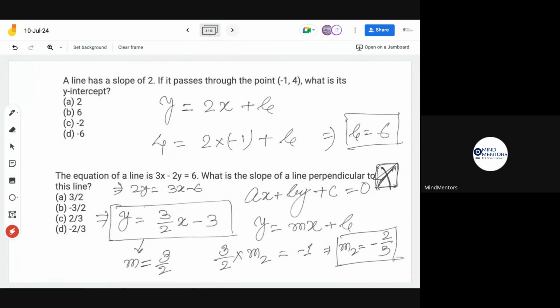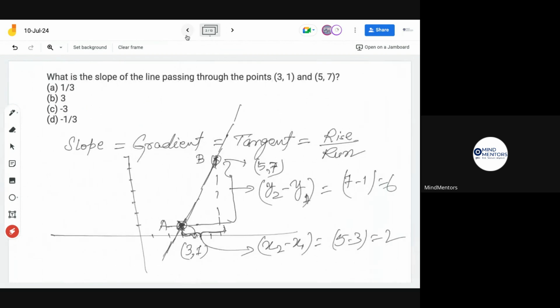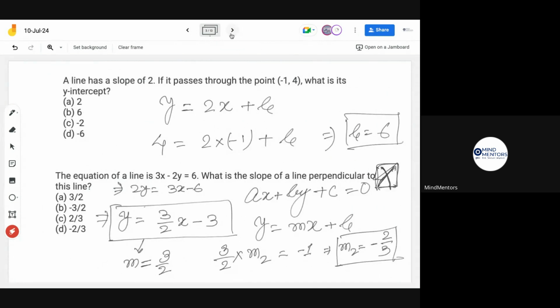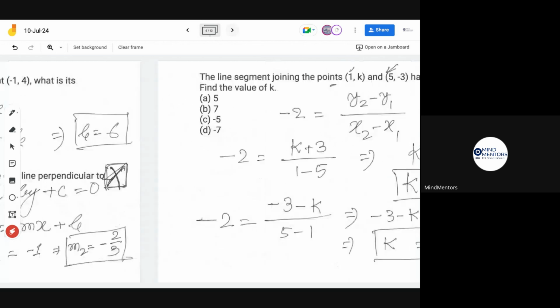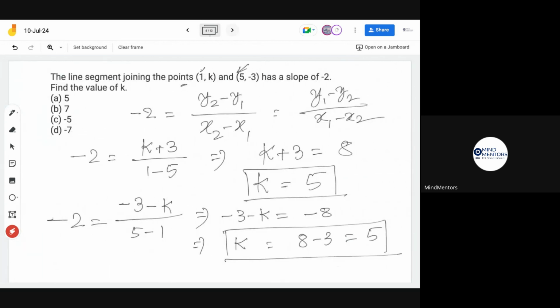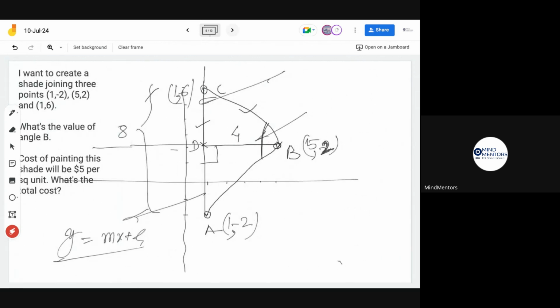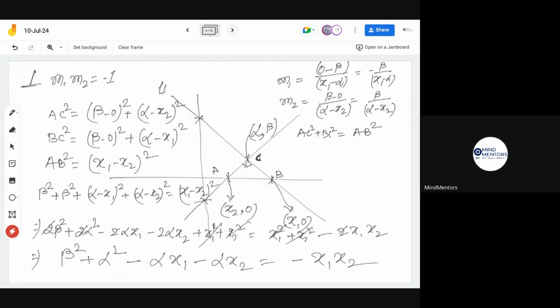Some pitfalls of this calculation, we discussed that you have to be very careful about x2 minus x1 and y2 minus y1. We did some more problems related to this. Again, you have to be very careful about how you're calculating the tangent. Another problem, a tricky one, but I think Elizabeth or somebody solved it in a different way.